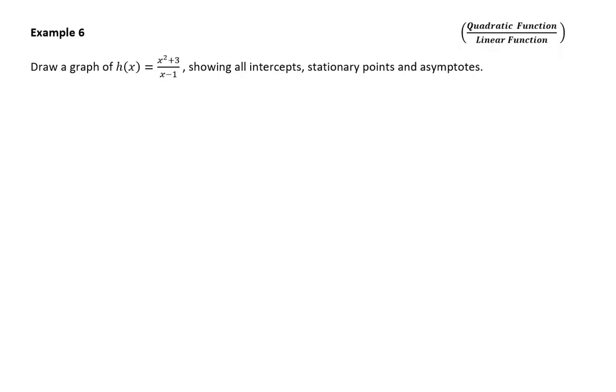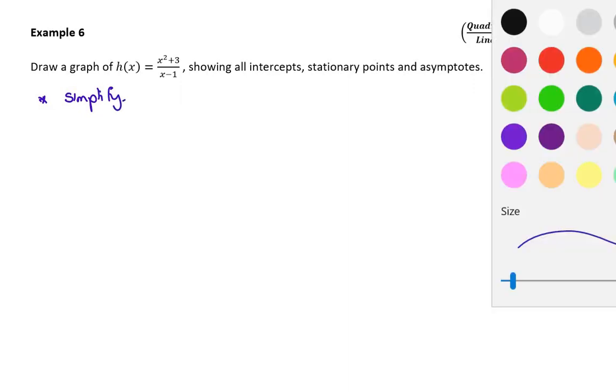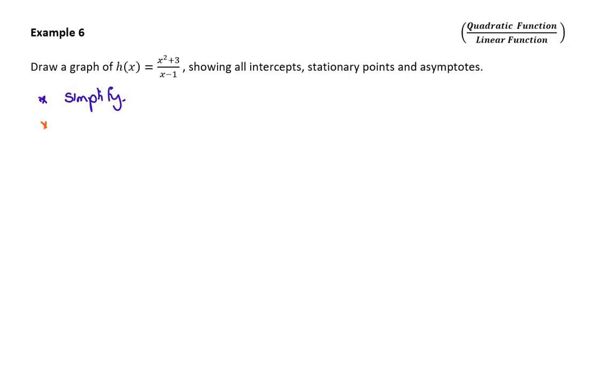Another quadratic over linear. Draw a graph of x squared plus 3 over x minus 1. Can you simplify? Well, definitely not, because x squared plus 3 is not factorizable. So moving on, asymptotes, absolutely. x is equal to 1 is a vertical asymptote. Oblique, there will definitely be an oblique asymptote because the degree on the top is 1 bigger than the one on the bottom.